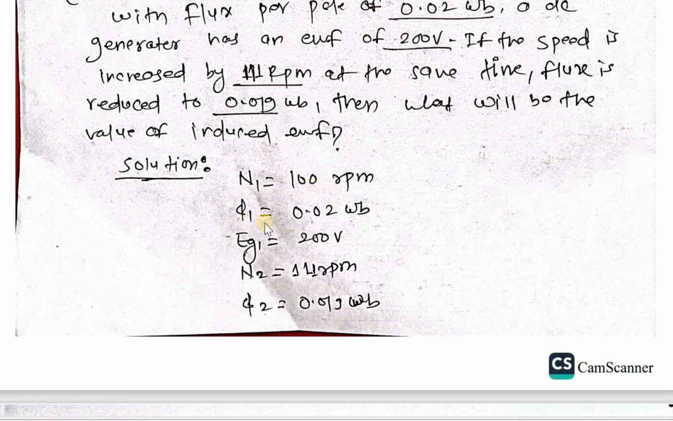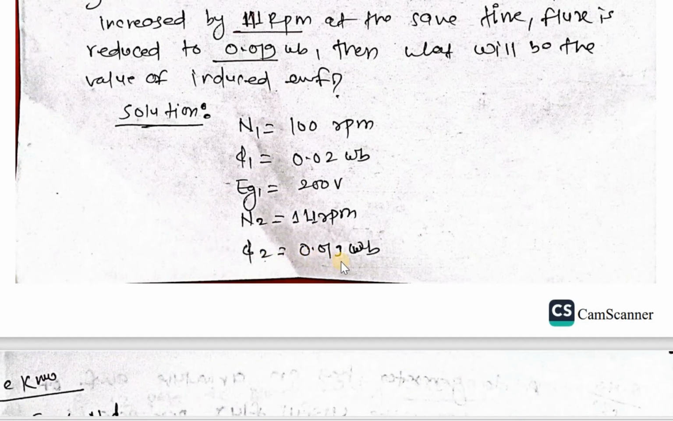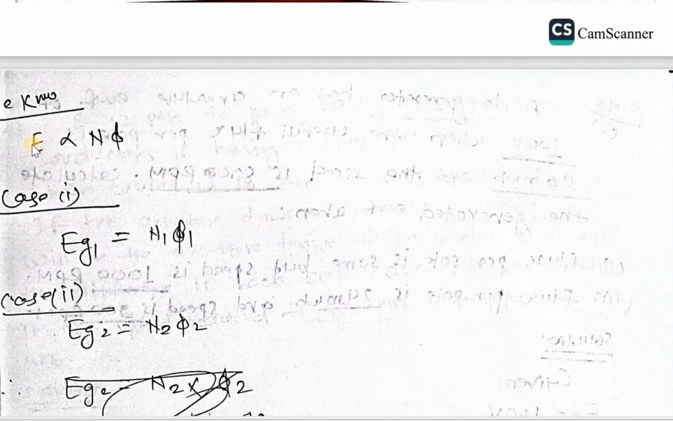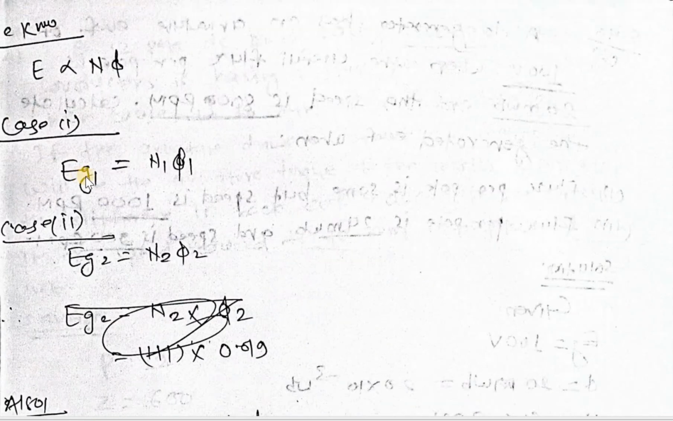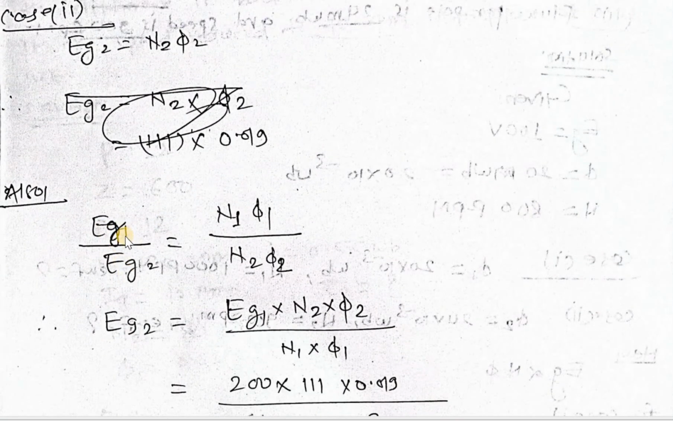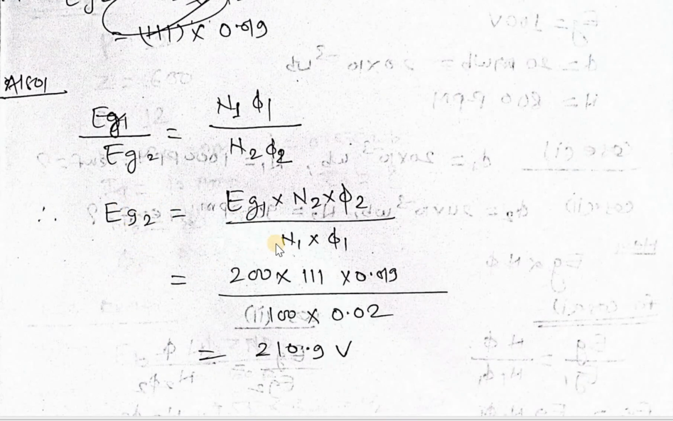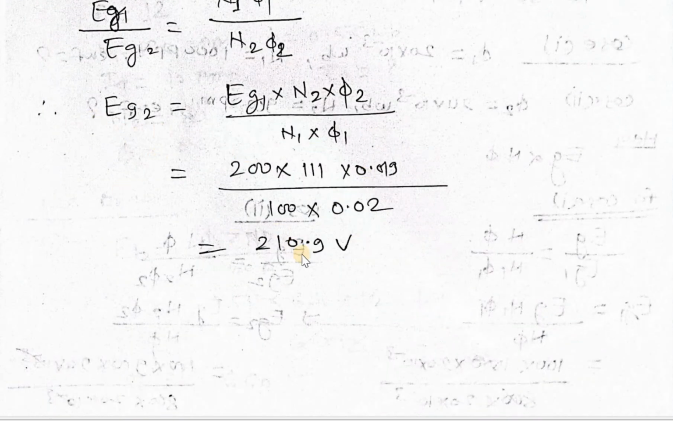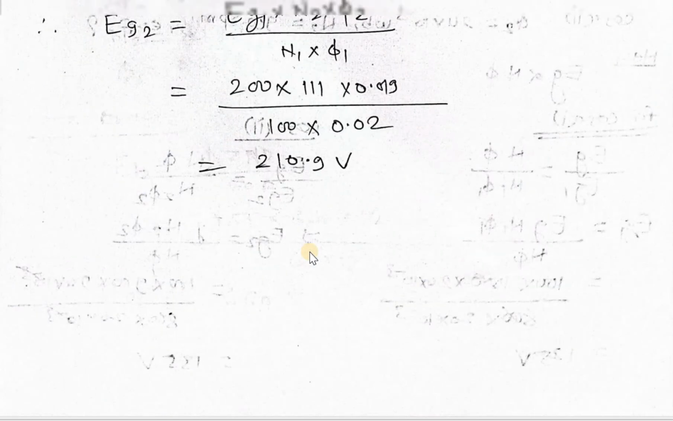Value of N1 equal to 100 rpm, phi 1 equal to 0.02 Weber, EZ1, that is generated EMF, is 200 volt, and N2 is 111 rpm, and phi 2 equal to 0.019 Weber. We know E is directly proportional to N into phi, that is EZ1 equal to N1 phi 1 and EZ2 equal to N2 phi 2. So EZ1 upon EZ2 equal to N1 phi 1 upon N2 phi 2. Then EZ2 equal to EZ1 into N2 into phi 2 upon N1 into phi 1. Put all these values and you get EZ2. EZ2 is 210.9 volt.